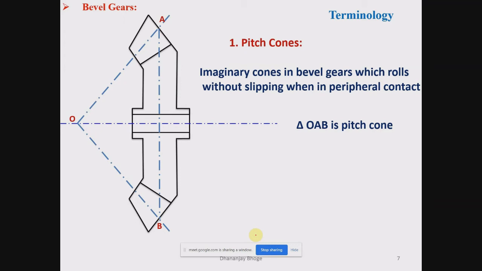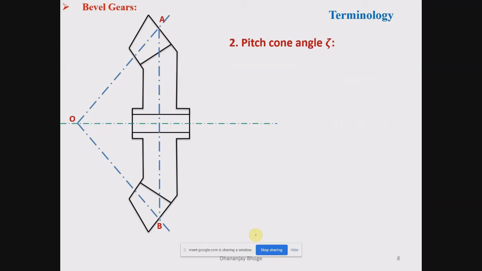Okay. Number 2, pitch cone angle, zeta. Don't write. Read the definition of pitch cone angle. Angle made by pitch line of pitch cone with the axis of gear.